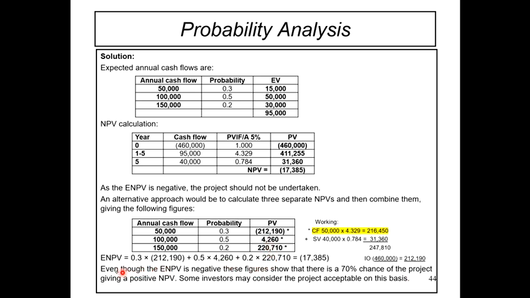Lepas tu maksud dia kata even though the expected NPV is negative, this one negative, this figure shows that there is a 70% chance, maksudnya ni 2/3 ni 70% lah bundarkan ke, actually 67% je chance of the project giving a positive NPV. So inilah you punya probability analysis.